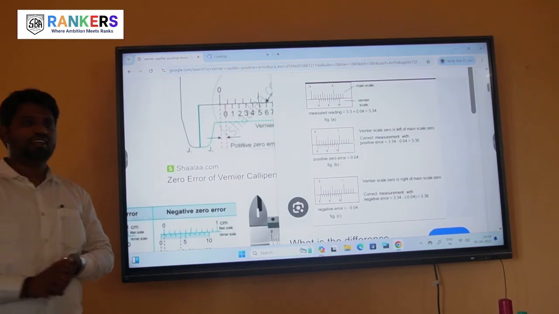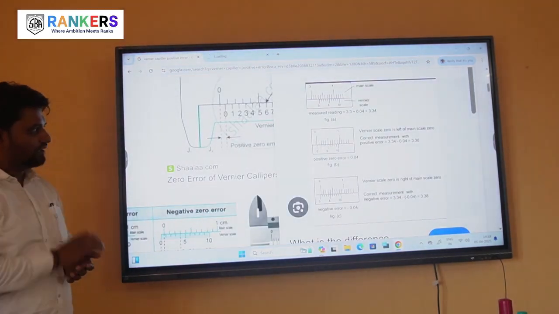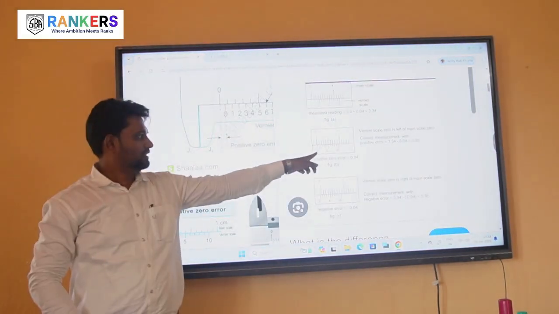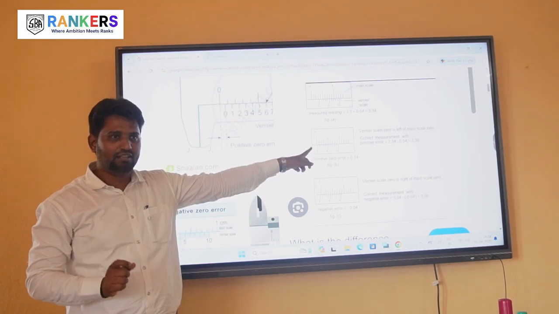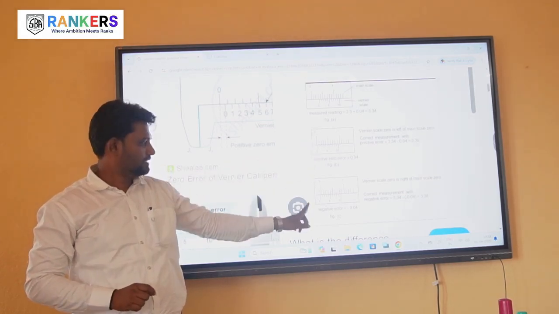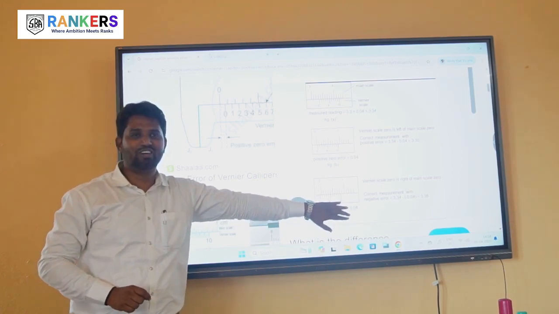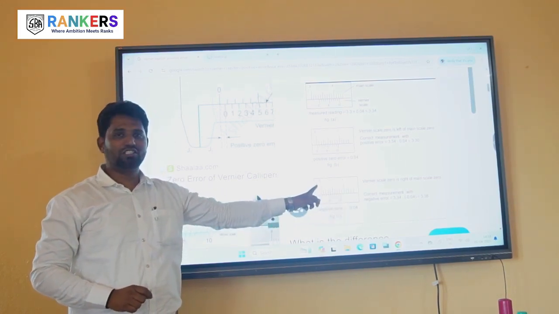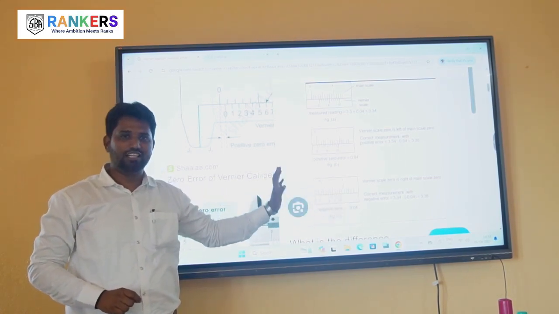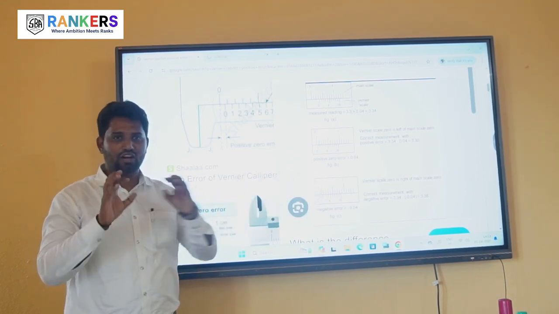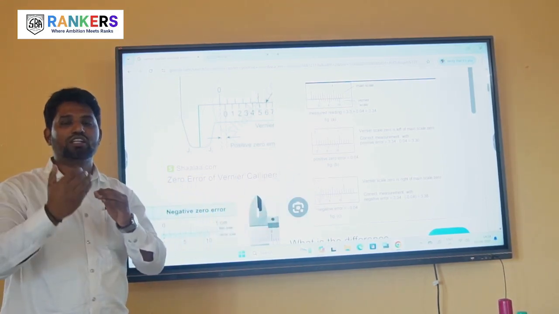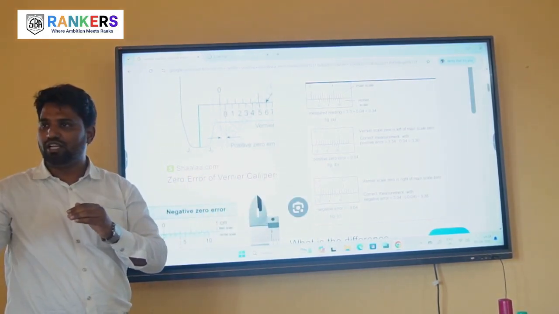Okay, listen here. This one exceeds a little bit, but this is a positive error. See this one. Don't see this one. Okay, this Vernier caliper 0 exceeds the Vernier scale 0. It is a negative error. Now our target is how to calculate the positive or negative zero error.